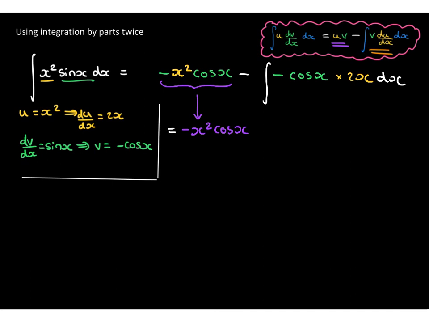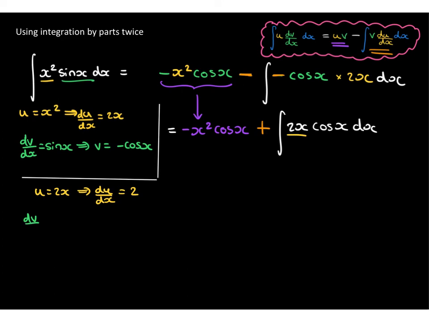Now the next thing I would do is acknowledge the fact that there's a negative here, so we really want to write that straight away as plus the integral of 2x cos x dx. And then we want to start the process again. u is going to equal 2x, which gives us du by dx equals 2. And dv by dx is going to equal cos x, which gives us v equals sine x when we integrate. So we're ready for another set of steps.